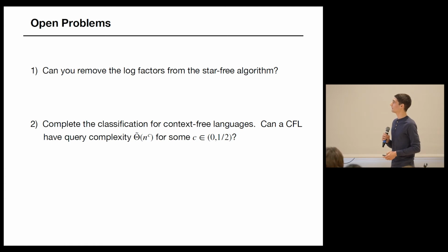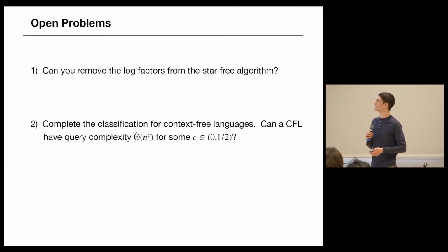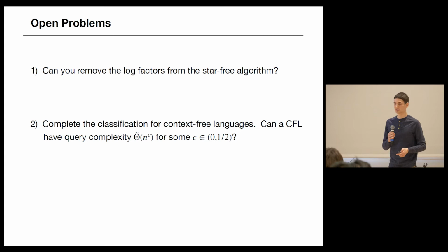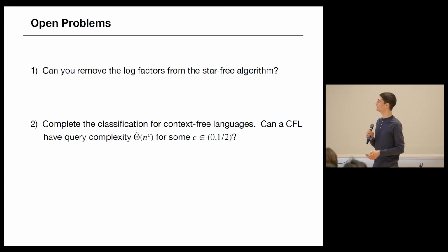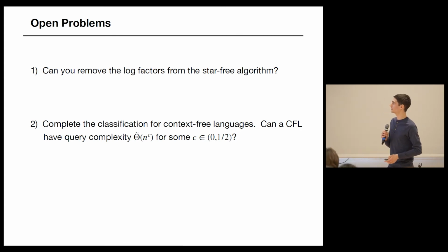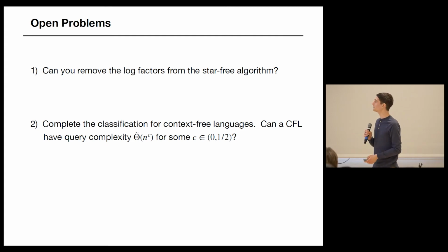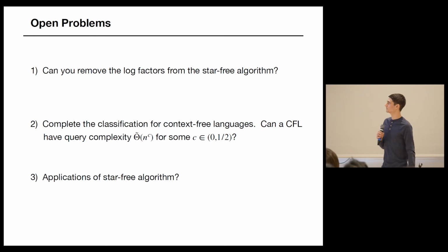Secondly, can we complete the classification for context-free languages? We have it between 1/2 and 1. Are there any interesting problems that have query complexity strictly between 0 and 1/2, end of the 0 and end of the 1/2? I sort of conjecture that this is not the case, but I'm also not able to prove it. And then finally, are there applications of the star-free algorithm that we haven't thought of?